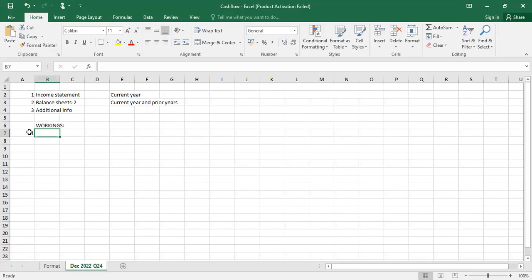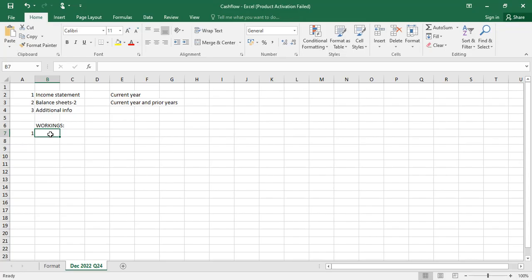Now, during the year ended 30th June 2022, items of plant and equipment which originally cost 40 million were disposed of, resulting in a loss of 6 million shillings charged in administrative expenses. So in that case, we have two things to note.